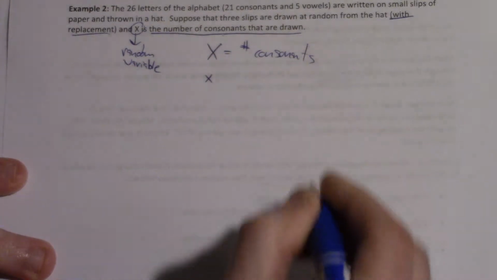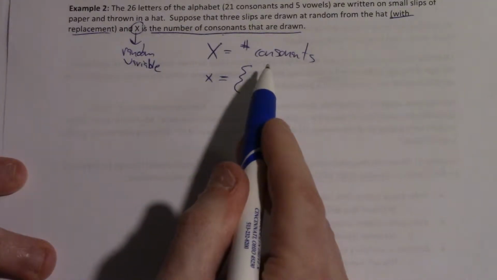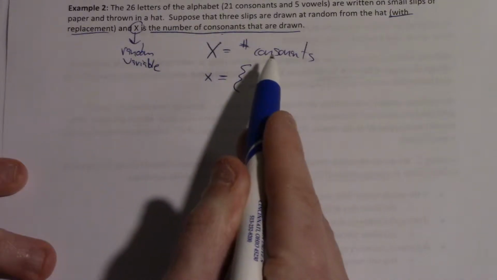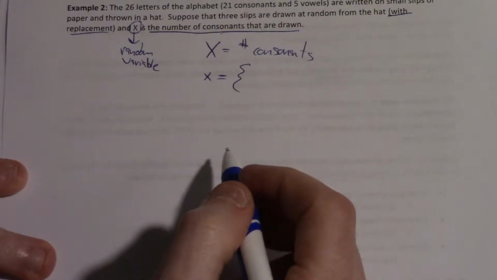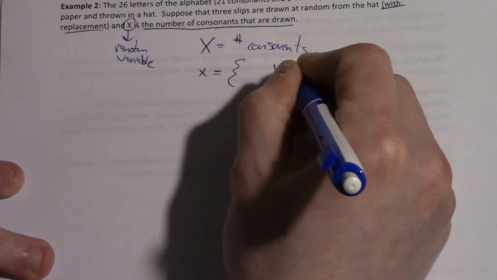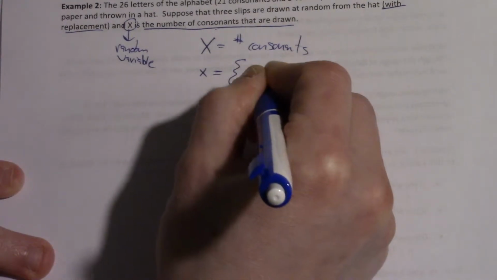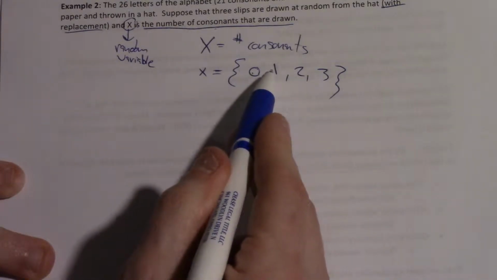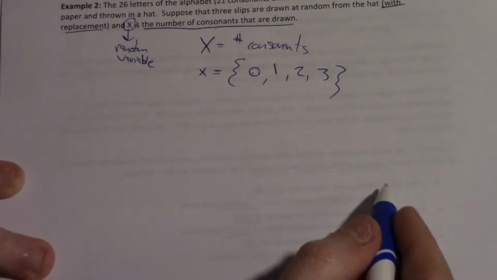And then we have little x. Little x denotes what are the values that we could see for this random variable. How many or what possibilities for the number of consonants could we see when we draw 3 slips of paper? So you could have 1 consonant in your 3 slips. You could have 2. You could have 3. And the one that's often forgotten is 0. You could have all vowels. 1 could be a consonant, 2 could be a consonant, or all 3 could be consonants.